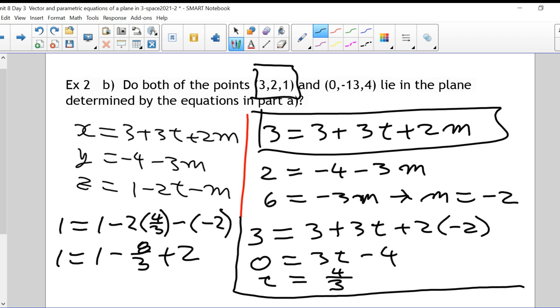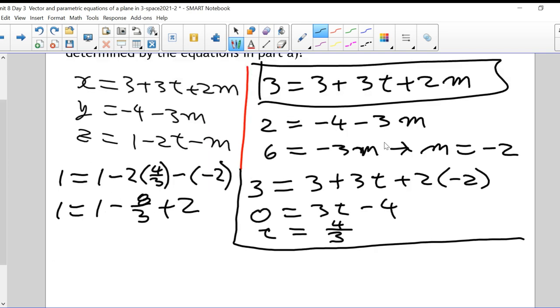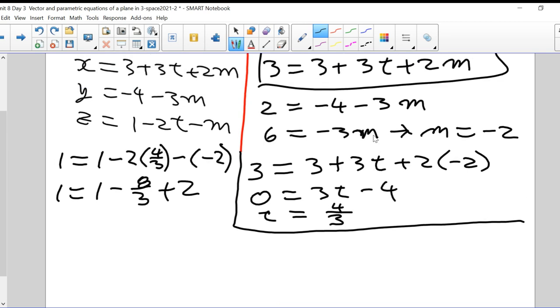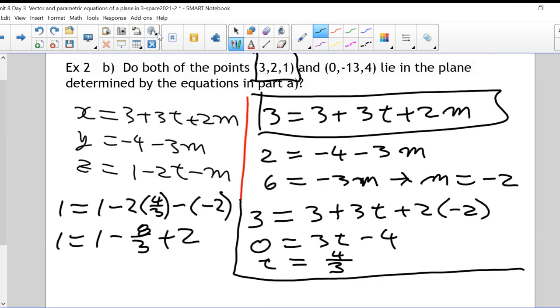Okay? Let's see if we have better luck with the second point. The second point is 0, minus 13, and 4. Okay? So with that combination, actually, what I'm going to do is I'm going to copy this box onto another page so we can use it.